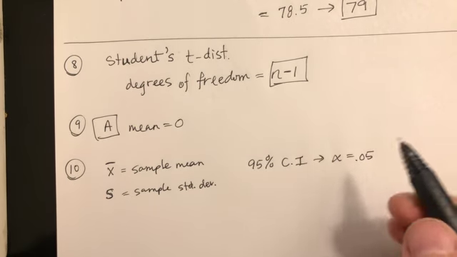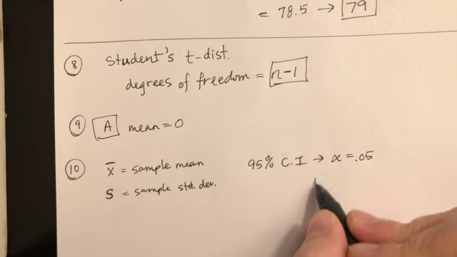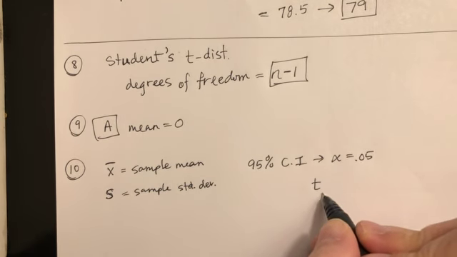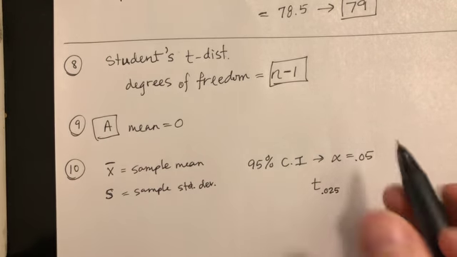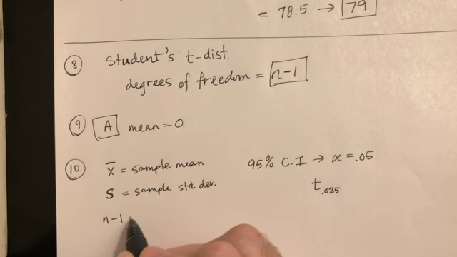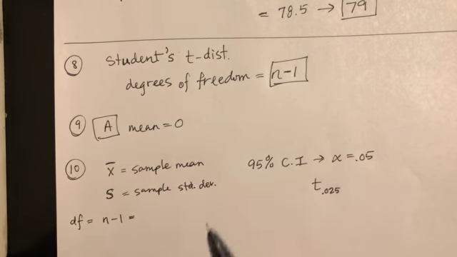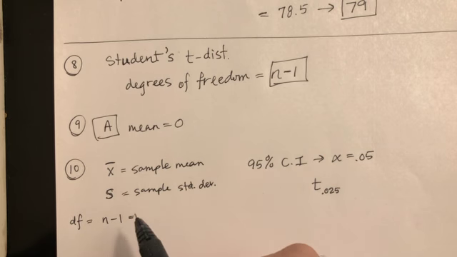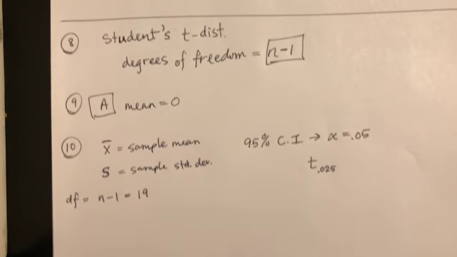Now, when we find this one, we have to find a t of alpha over 2, in this case 0.025. But a t-distribution depends upon the degrees of freedom. So my n minus 1, my degrees of freedom, depends on the sample size. In number 10, our sample size is 20 part-time workers. So our degrees of freedom is 19.